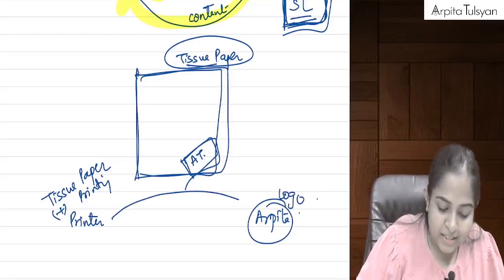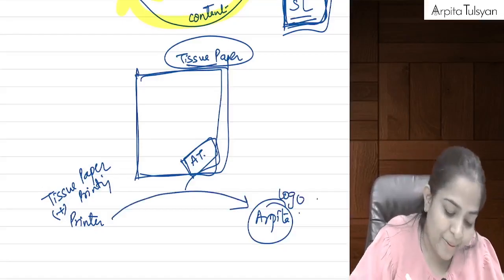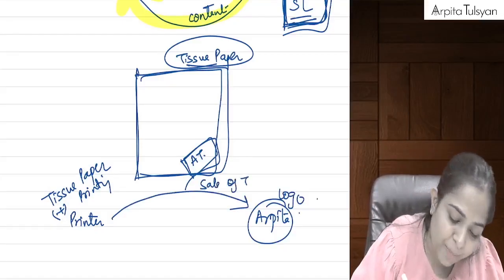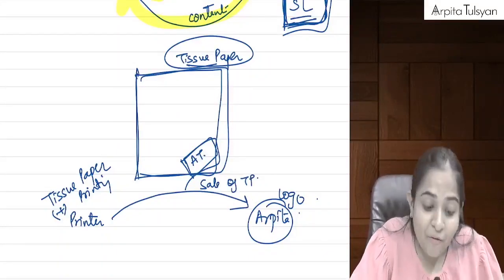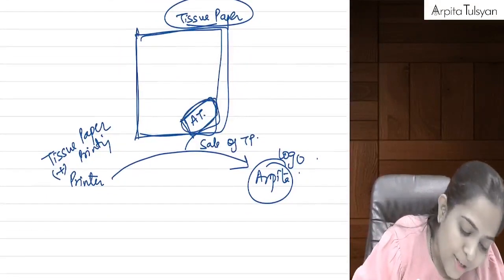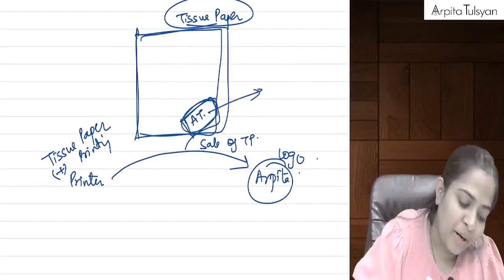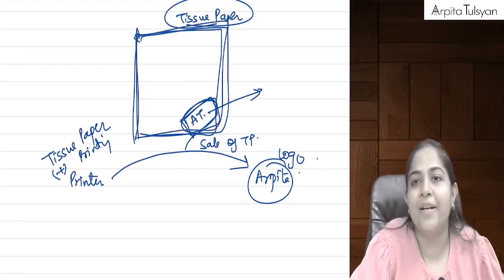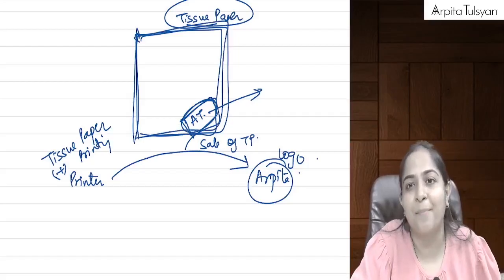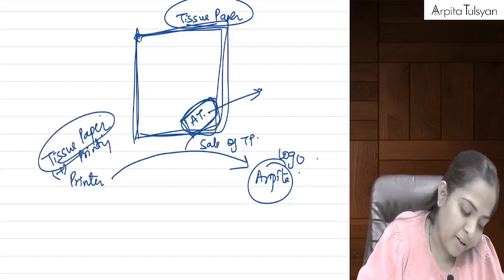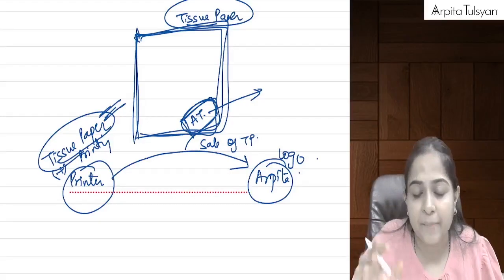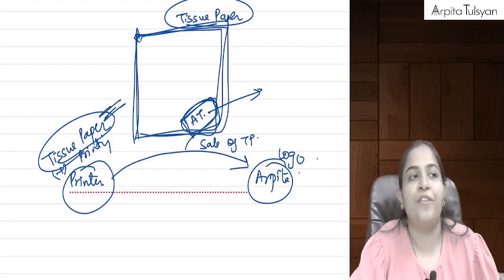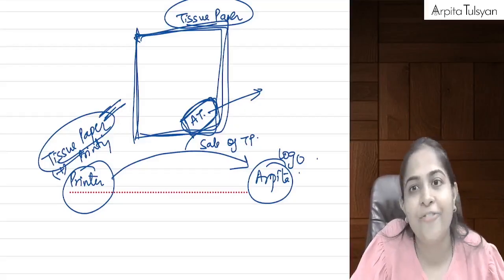So now here the services which are provided by the printer will be considered as sale of tissue papers. Why? What is important here? Is the logo printing important, or is the tissue paper important? Obviously the tissue paper is important. So here, can we say the printer is going to purchase the tissue paper? That constitutes a big element. So this will be considered as sale of tissue paper. That will be considered as sale of goods.